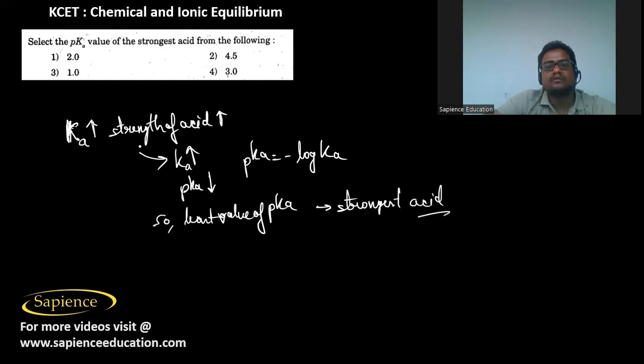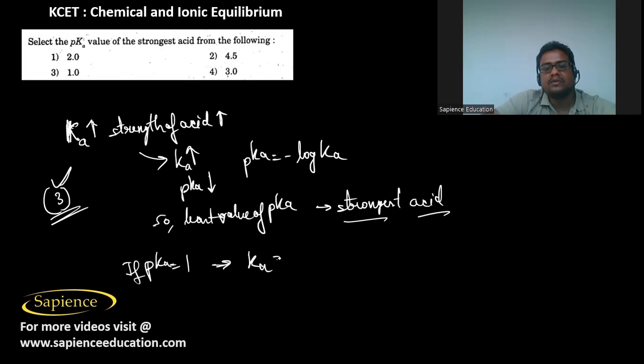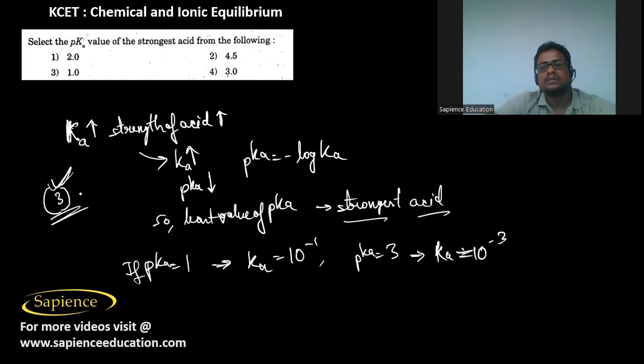So the least value of pKa is in the third option, which is 1. So option 3 is the correct answer, since pKa equal to 1 will be the strongest acid. If pKa is equal to 1, the Ka value will be 10 power minus 1. And if pKa value is 3, the Ka value is 10 power minus 3. So Ka value will be lesser if the pKa value is higher. Therefore the third option is the correct answer. It is the strongest acid.